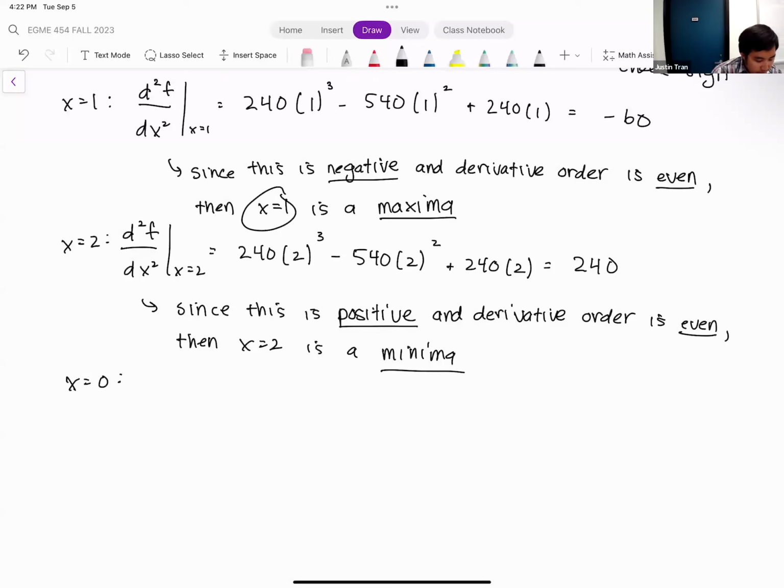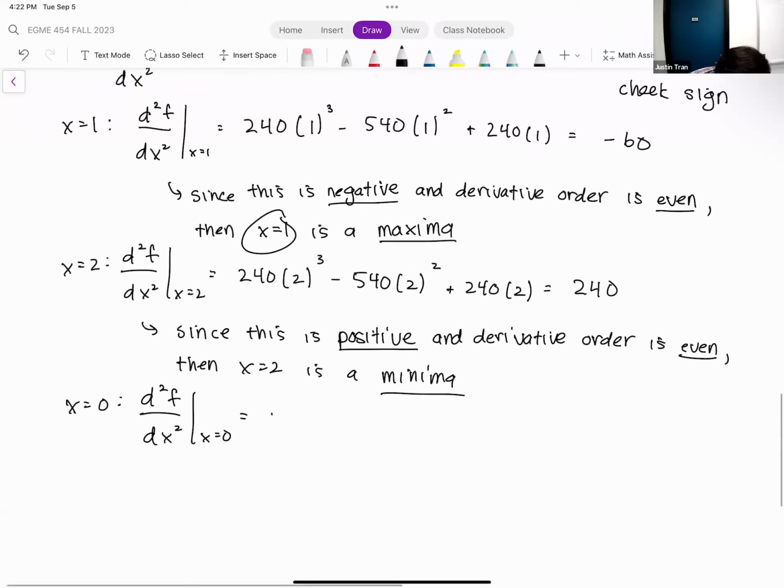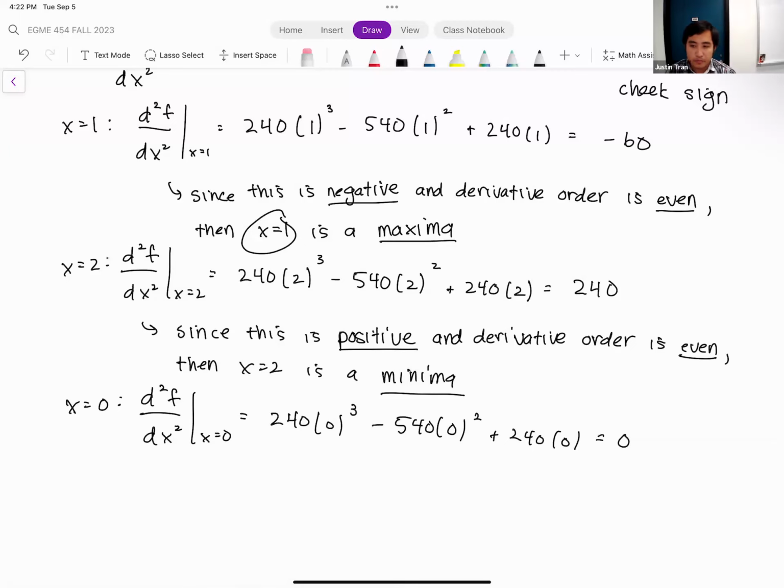Okay, and so the last one we're going to check is x is equal to 0. We plug x is equal to 0 into this function. Then what we have is 240 times 0 cubed minus 540 times 0 squared plus 240 times 0. And so we have 0 multiplied by everything, and so that means that we get 0.